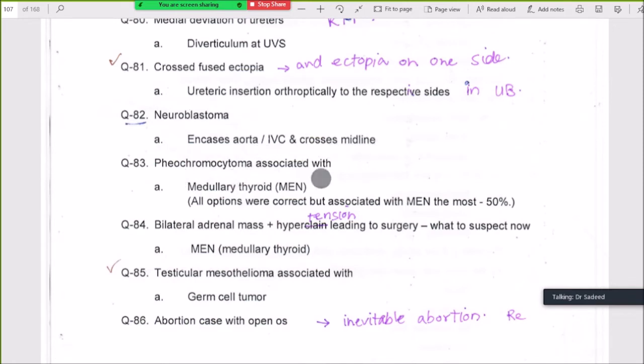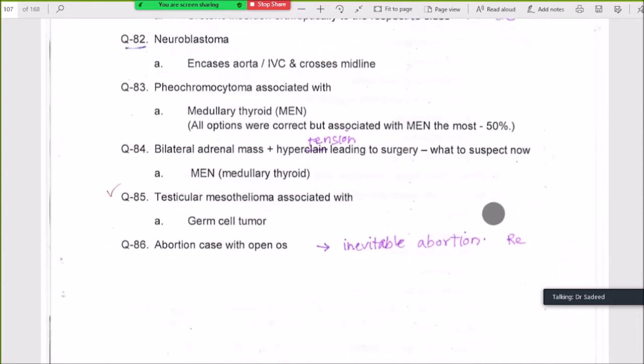83. Pheochromocytoma is associated with MEN medullary thyroid, correct answer. All options were correct, but associated with MEN the most, 50%. 84. Bilateral adrenal mass plus hypertension leading to surgery. What to expect now? MEN medullary thyroid.